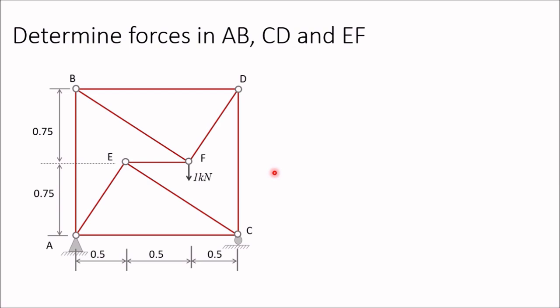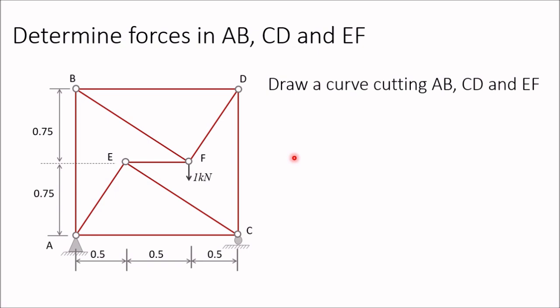To use method of sections, we have to draw a section first. So we will draw a cut section like this using this curve. While drawing this curve, we should take care of some points. First, this curve should cut all the members in which we need to determine forces. So we need to determine forces in AB, CD and EF. Therefore, this curve should cut these three members. So it is cutting this AB, EF and CD.